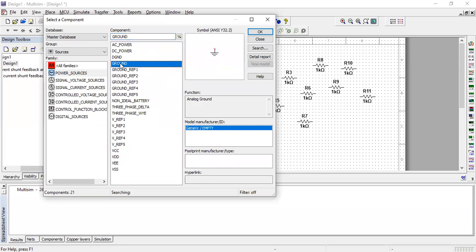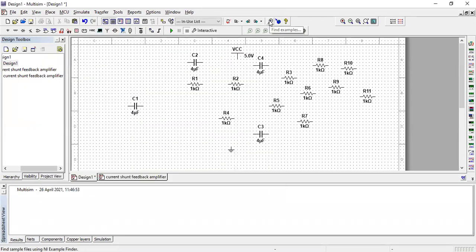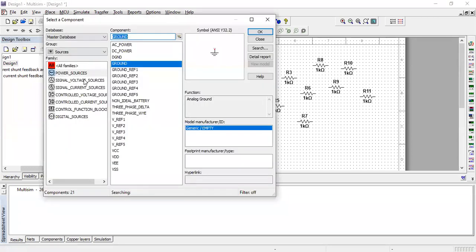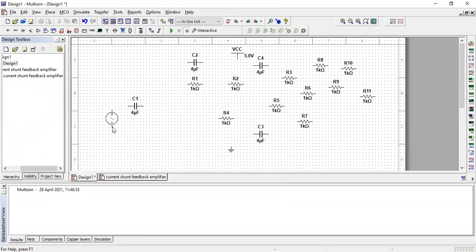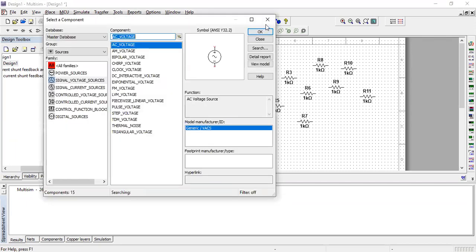And I need ground also. Digital ground is not required. I need one ground. I'll take ground and paste it. And I need to give the input. A 50 millivolts input I should apply. Yes or no? So for that, I'll again go to place sources, signal voltage sources. I'll go to AC voltages. I'll keep OK.